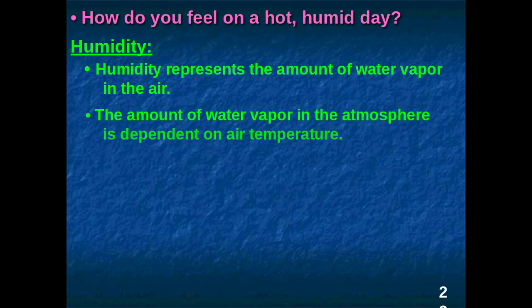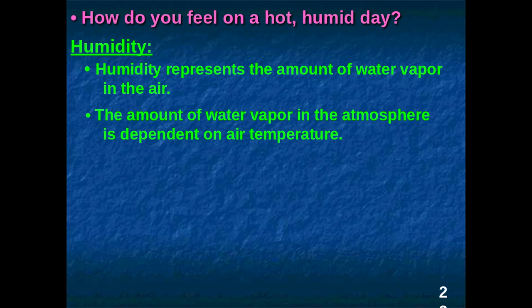The amount of water vapor in the atmosphere then is dependent on air temperature. And so this is a huge factor when discussing and describing humidity, meaning that the warmer the air parcel, and when I say air parcel, I'm talking about an air pocket that's within the atmosphere, the warmer the air parcel, the more water vapor that can be contained in that air parcel. The colder and cooler the air parcel, the less water vapor that can be contained in that air parcel. So let me repeat that again, because this is a very important concept to understand with regard to humidity. Humidity represents the amount of water vapor in the air, and it's very dependent on temperature. The warmer the air, the more water vapor it can hold. The cooler the air, the less water vapor it can hold.